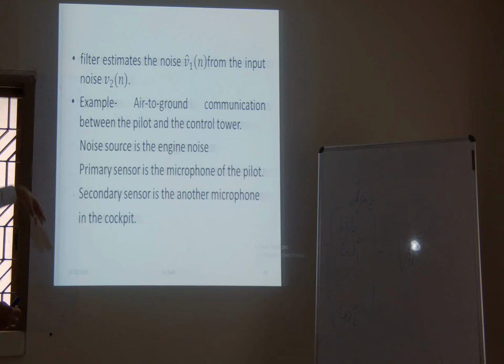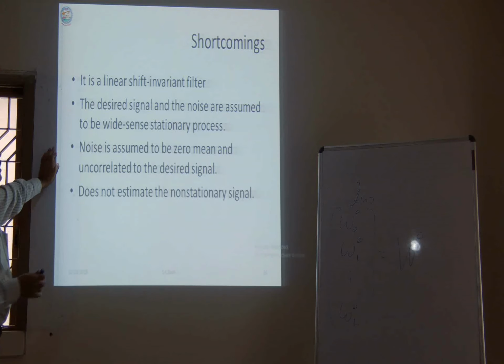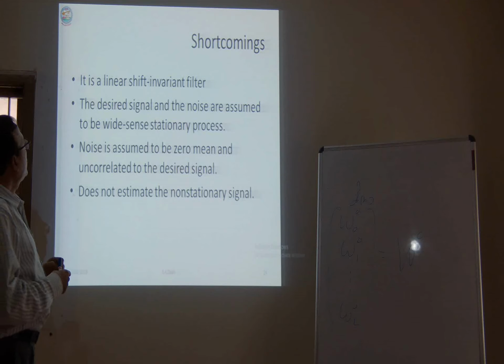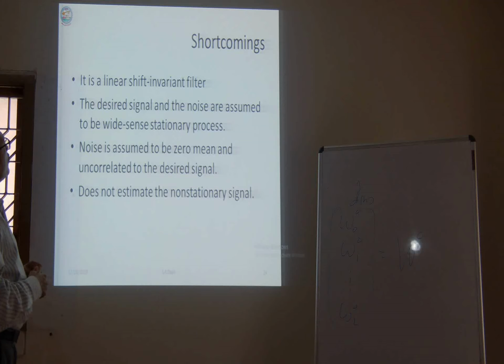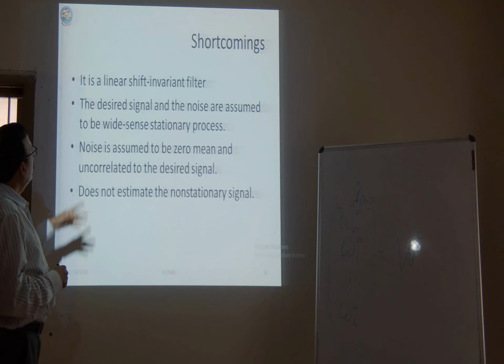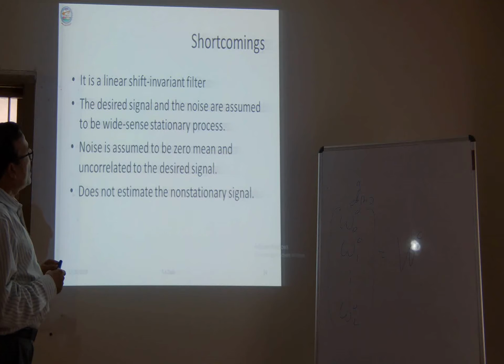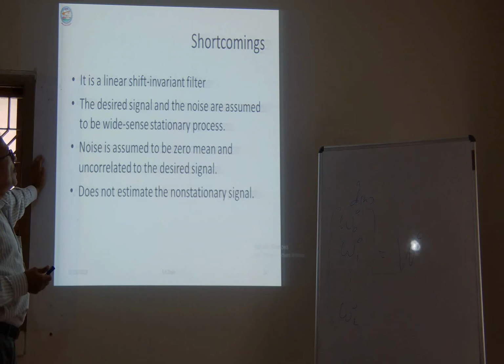Here what I have to explain is the same thing. Next. Now the few shortcomings I have written. It is a linear shift invariant filter, not a nonlinear filter, and we know that all systems are nonlinear in nature. Here the filter is linear shift invariant, and the desired signal and the noise are assumed to be wide sense stationary processes. This is the main shortcoming of the Wiener filter.